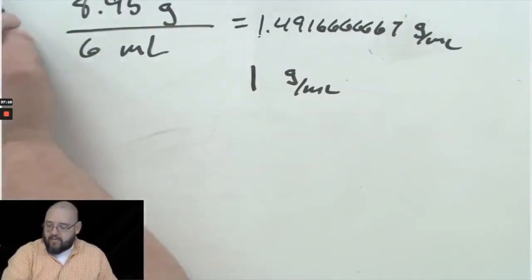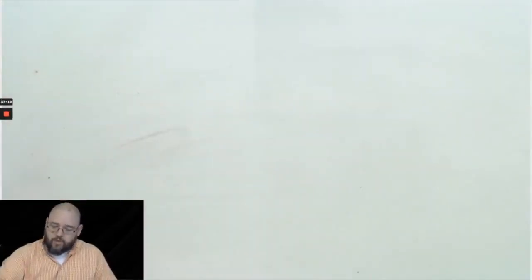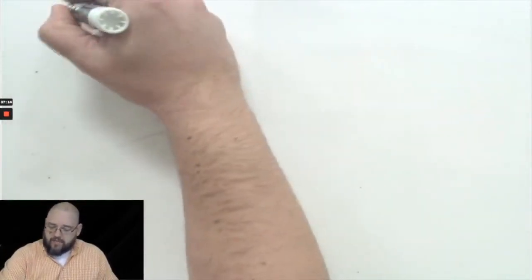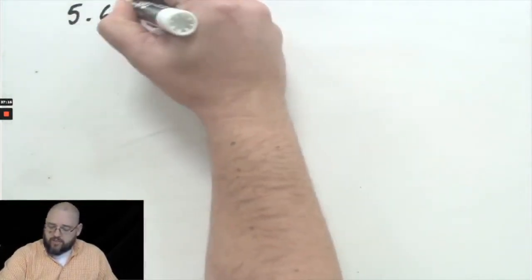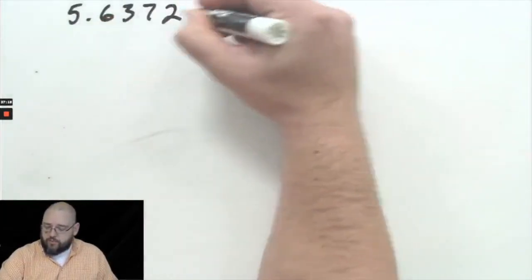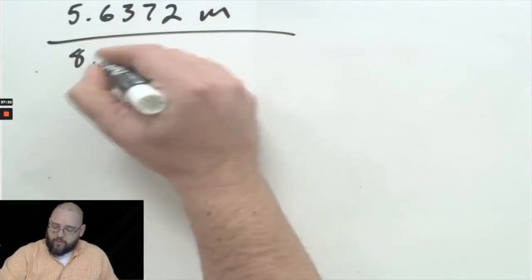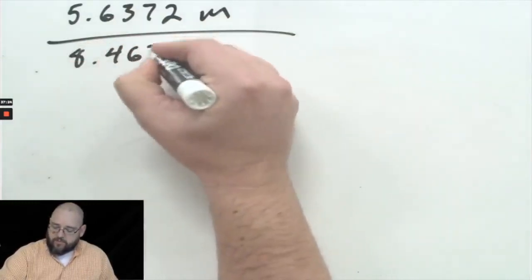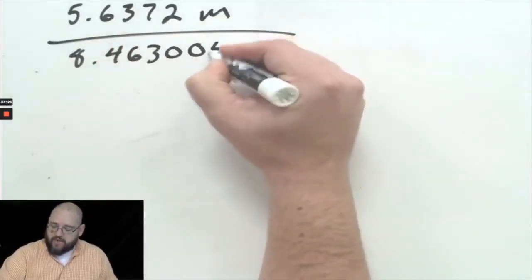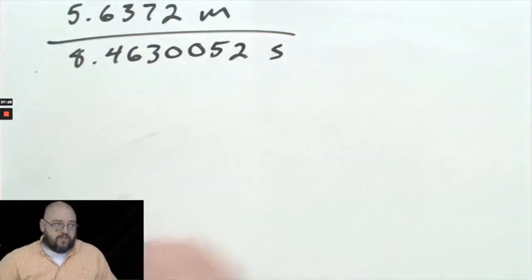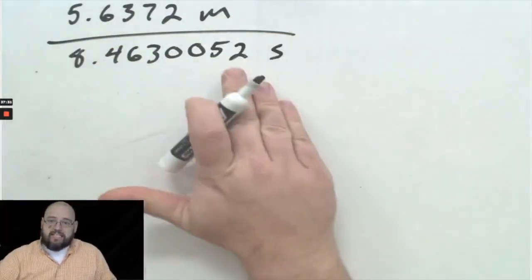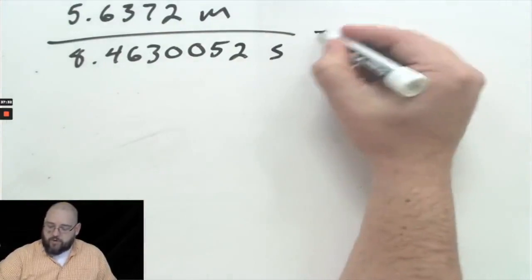So let's look at another example. So I have 5.6372 meters, and I travel that far in 8.463052 seconds. All right, so this is my calculation for my speed.